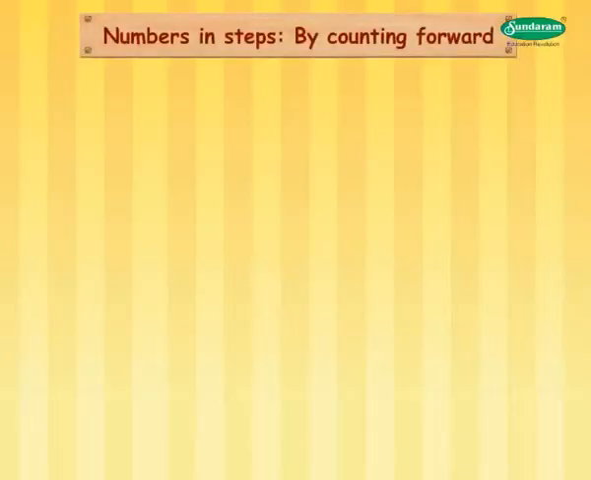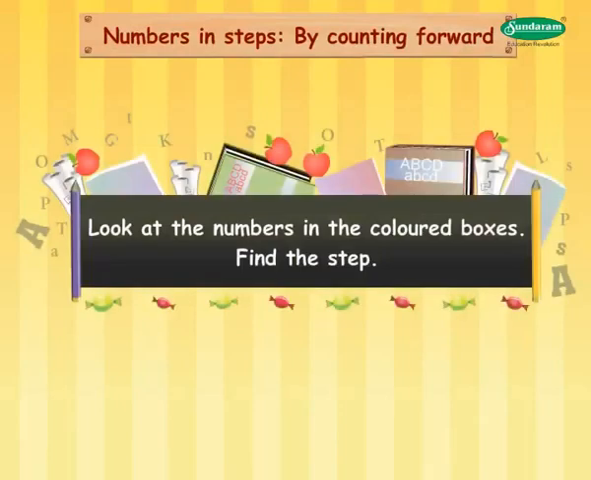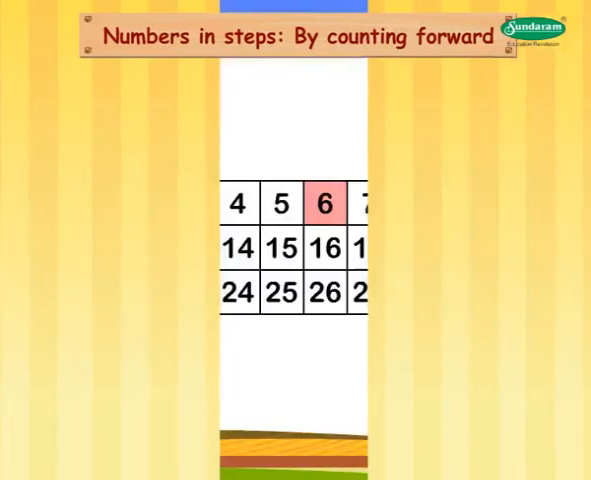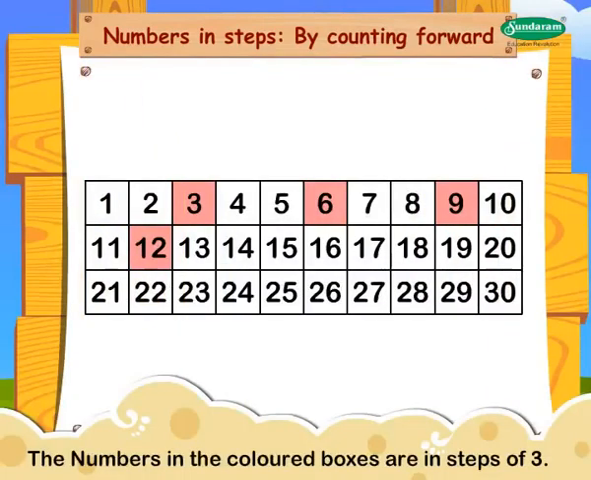Numbers in steps. By counting forward. Look at the numbers in the colored boxes. Find the step. The numbers in the colored boxes are in steps of 3.